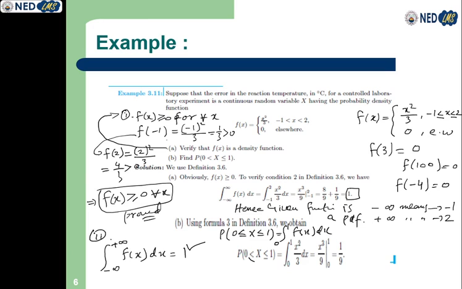So put the value of f of x equal to x square upon 3, and then solve. You may get 1 upon 9. So you can cross check all these things with the help of your calculation. So this is the first part.